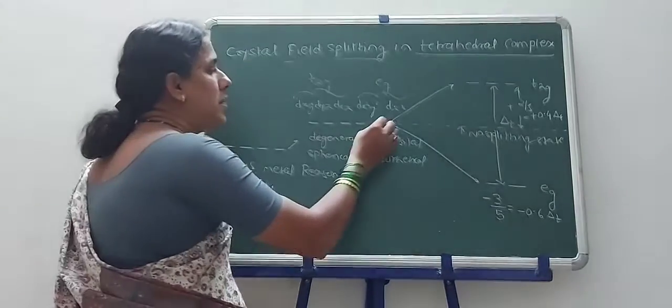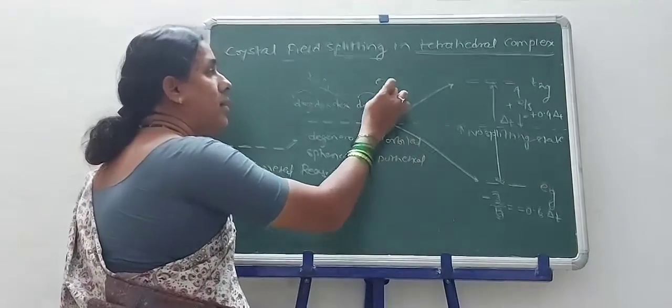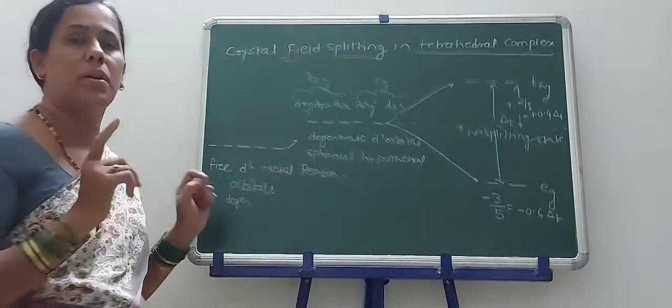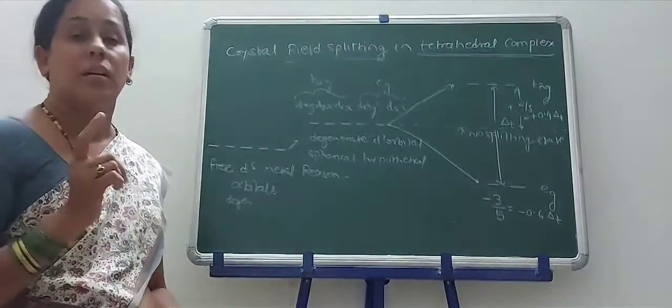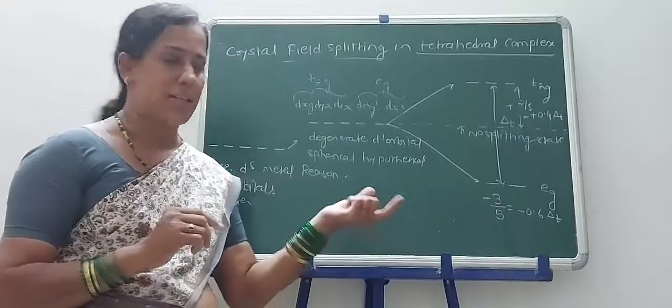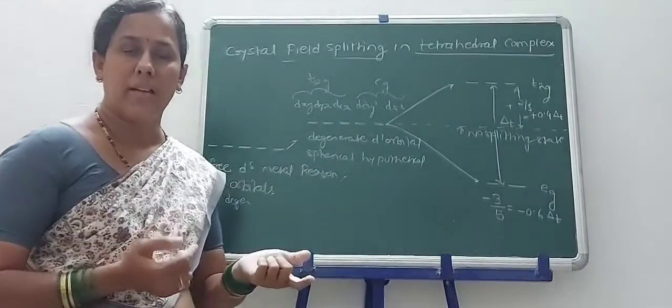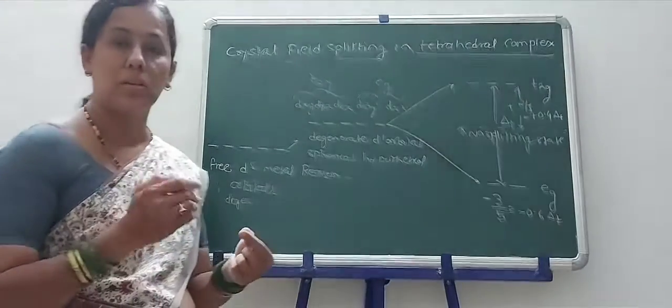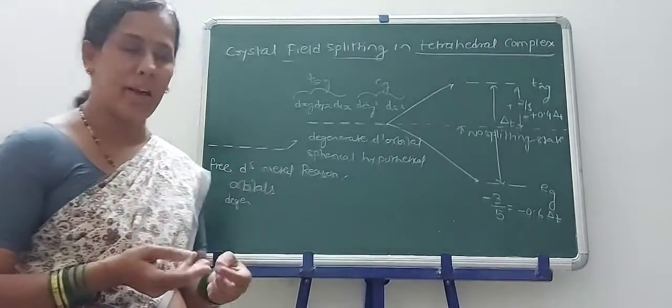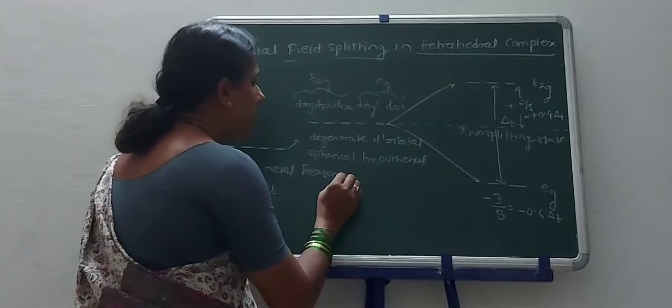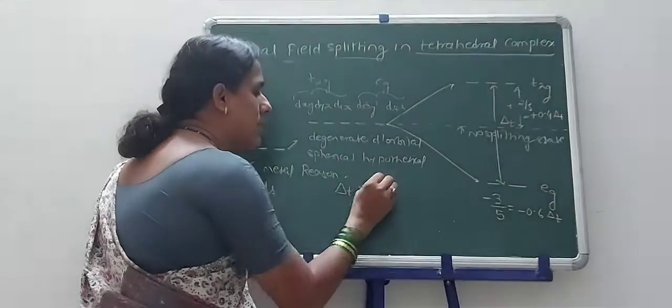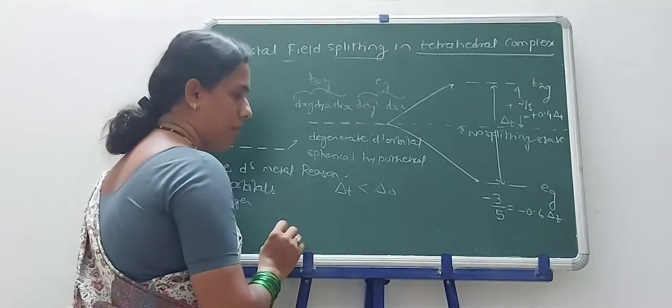Here less repulsion is experienced by the eg orbitals. Why? Because these orbitals lie along the axis, while the t2g orbitals lie between the axes, and the ligands approach the central metal ion between the axes. Therefore, delta T is less than delta octahedral.